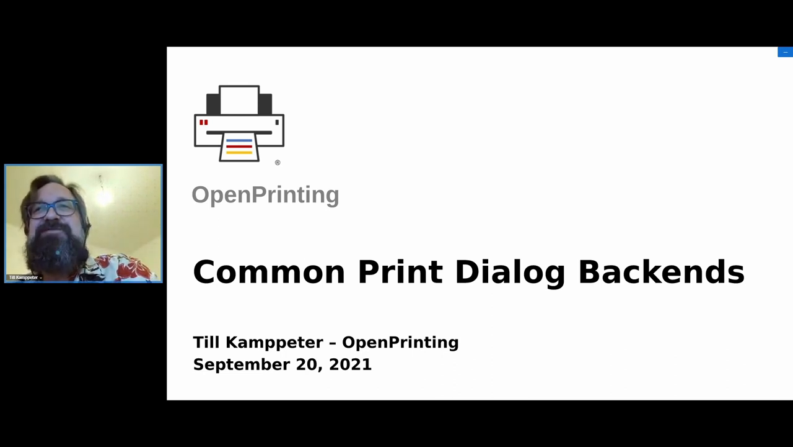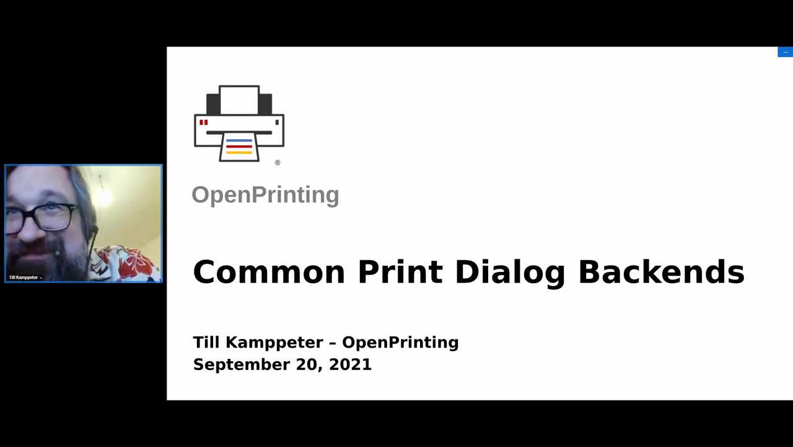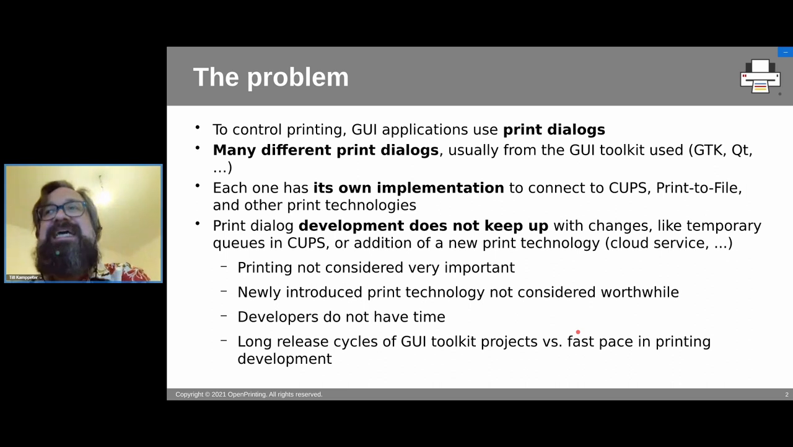Yeah. So now, let us go to the common print dialog backends. I've already talked with Mike shortly about it, and now I will introduce what we have and what the intention is and so on. So the common print dialog backends: the idea is that we take over the responsibility from the GUI toolkit projects to support print technologies like CUPS, IPP, or any kind of cloud printing, and centrally by Open Printing, and for cloud print services by the individual cloud print services, we provide the implementation for the support for the print services.